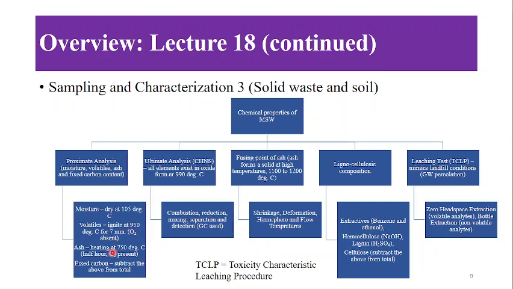For ash content, you heat this ignited solid to 750 degrees Celsius for half an hour in the presence of O2. And for fixed carbon, you subtract all these values. Next is the ultimate analysis, which is also called CHNS analysis. It basically gives the elements present in the sample.